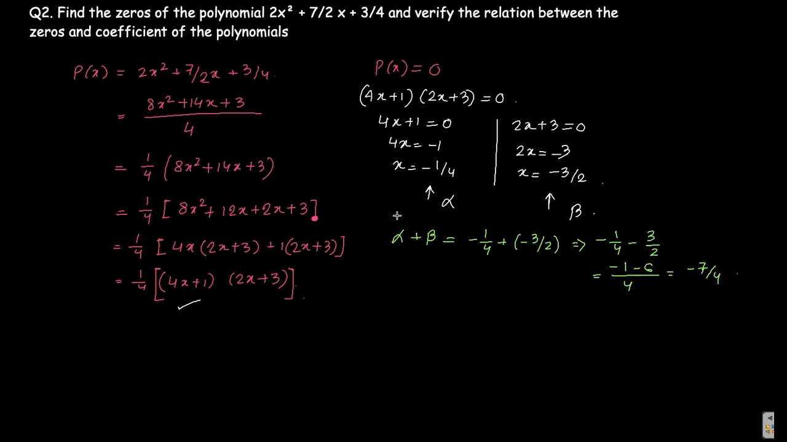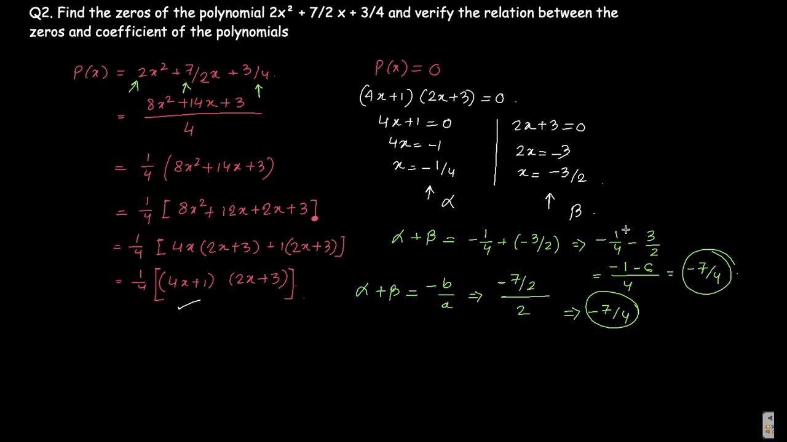Okay, now from here we can make the polynomial. The coefficient of x square is 2, the coefficient of x is 7 by 2 and the constant term is 3 by 4. Now the sum alpha plus beta is nothing but minus b by a. What is my b over here? It is 7 by 2. So minus 7 by 2 by a, and a is 2, so it becomes minus 7 by 4. So the sum of the zeros is matched over here.